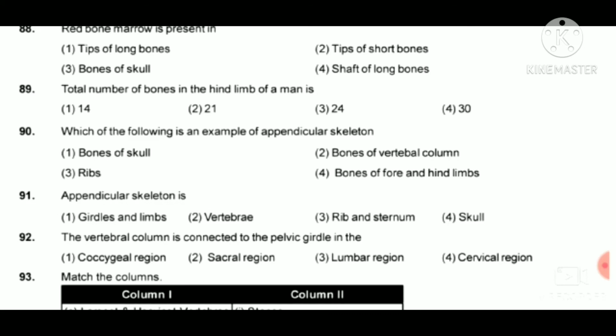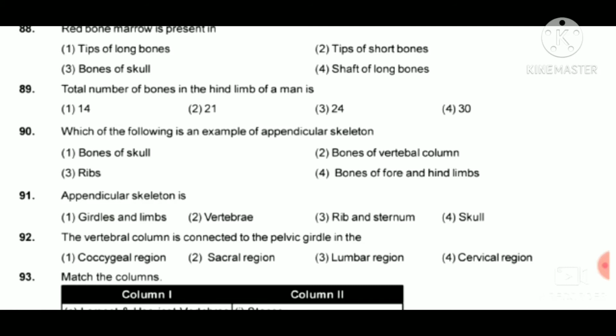Total number of bones in the hind limb of man is number 1 14, number 2 21, number 3 24, number 4 30, and the answer is option number 4 30. Next is question number 90.